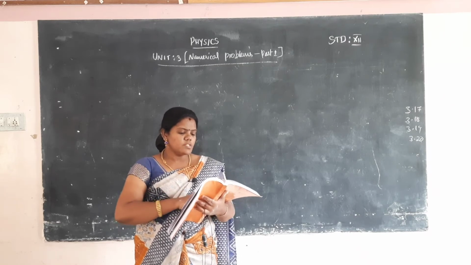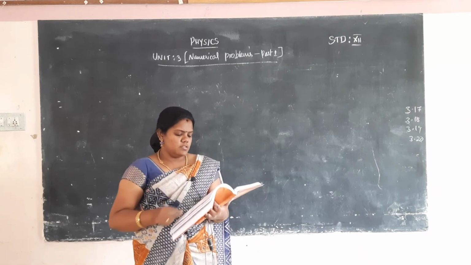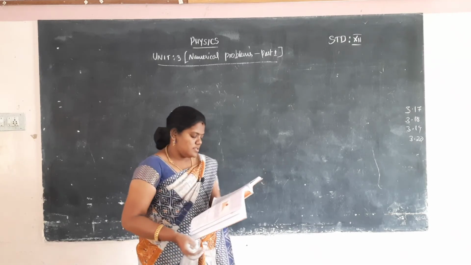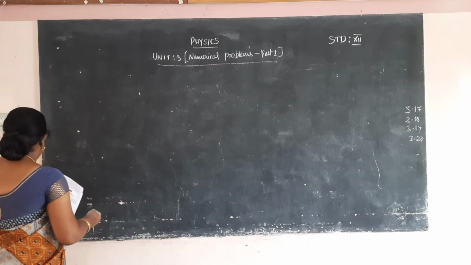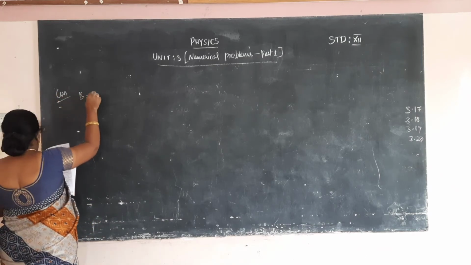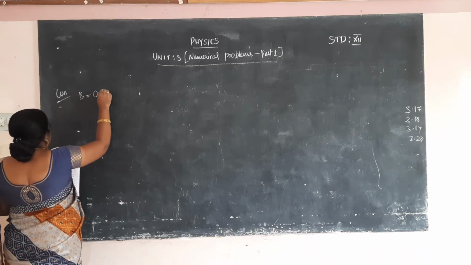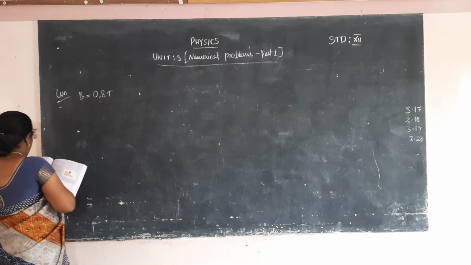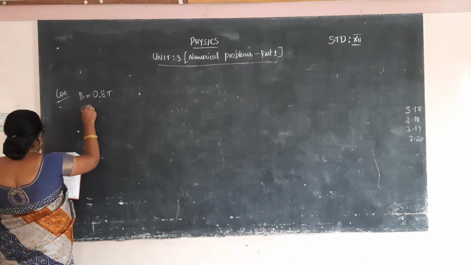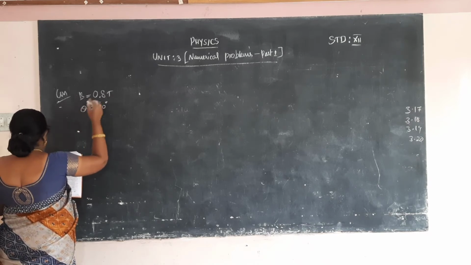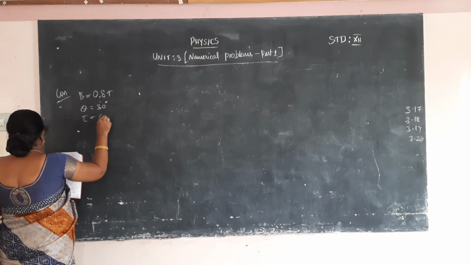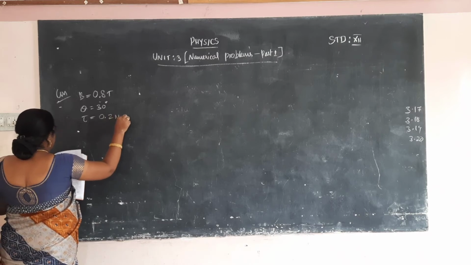Okay, then what are the formulas used to solve this problem? First you have to write the given values. So the magnetic induction value B is equal to 0.8 Tesla. Okay, magnetic field value is equal to 0.8 Tesla. Then theta angle is 30 degree. And tau is equal to 0.2 Newton meter.